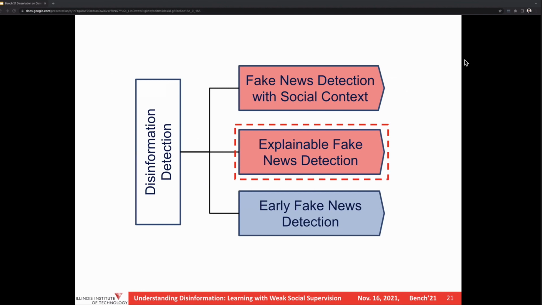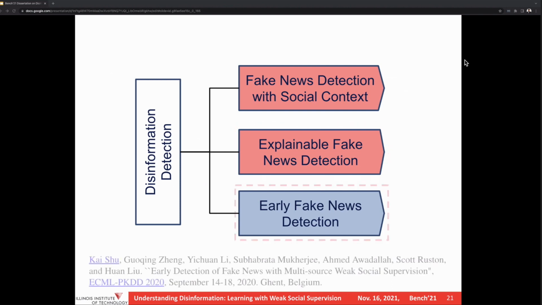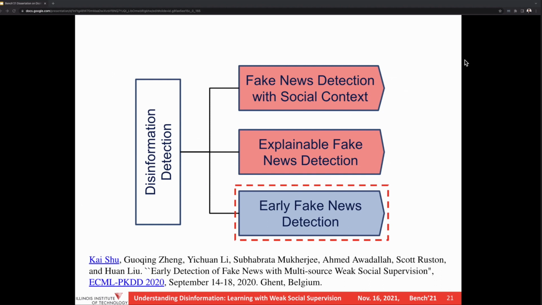We have shown that social context is very important, but again, it's usually not very practical to get a lot of social context for fake news detection. We want to understand how we can detect fake news early and with very limited data. So next, I will briefly go through the third work on early fake news detection, which was published at ECML PKDD 2020.